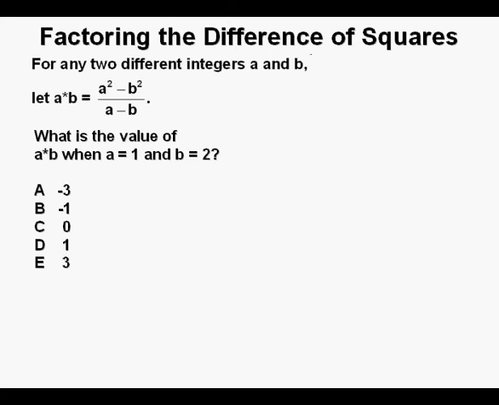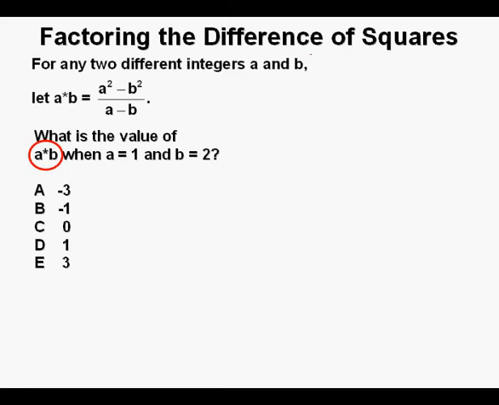Let's take a look at that SAT problem we saw earlier. For any two different integers, a and b, let a asterisk b equal quantity a squared minus b squared divided by quantity a minus b. What is the value of a asterisk b when a equals 1 and b equals 2? And we have all the multiple choices shown below, a through e. This a asterisk b is kind of a nasty twist. If you're like me, when I first saw this problem, you'll think a times b. But since a times b would be 1 times 2, and that's not one of the answer choices, that should be quickly ignored, but notice anyway the attempt to trip you up.